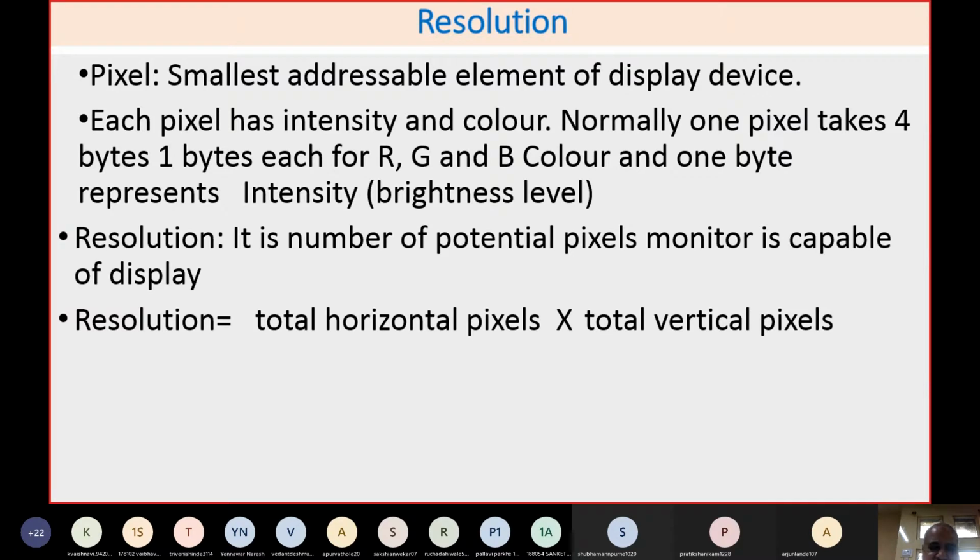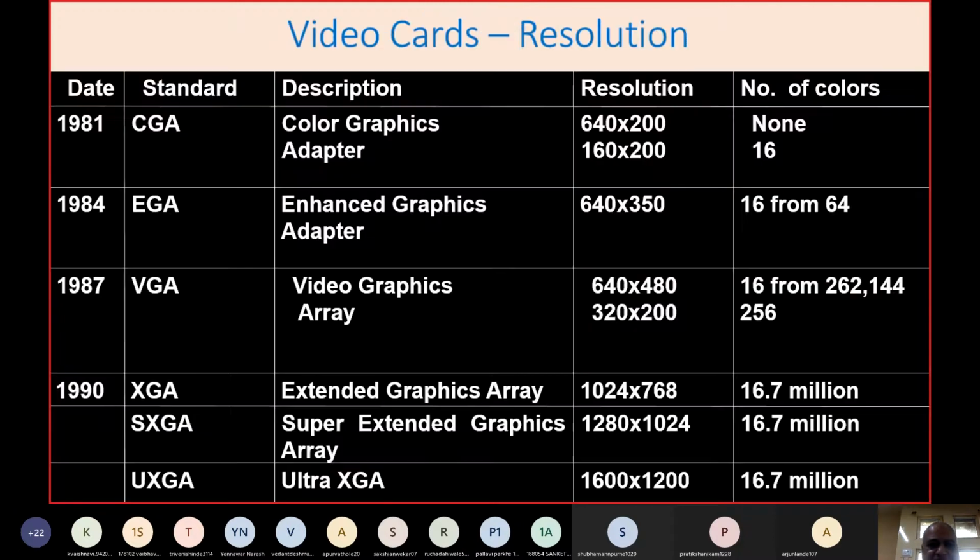Normally, when I say the resolution of VGA, when VGA was developed, VGA resolution was about 640 by 480. When we say 640, I mean there will be 640 pixels along one row of a screen, and there will be 480 pixels on a vertical line. So this is normally given as 640 by 480. Let's see now what are the different resolutions.